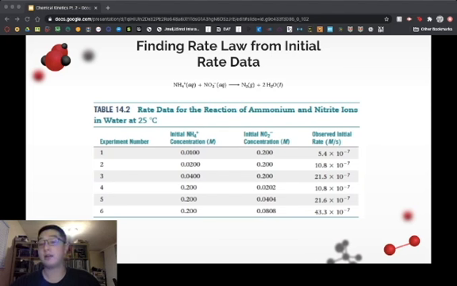And this is how you're going to be finding rate law from the initial rate data. You can see the initial concentrations, in this case of ammonium and nitrite, and then the observed initial rate in molarity per second. Again, rate is always going to be in terms of molarity per second, so capital M divided by S, or some other unit of time.